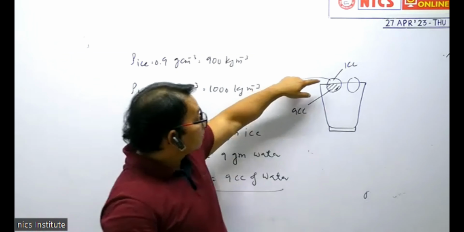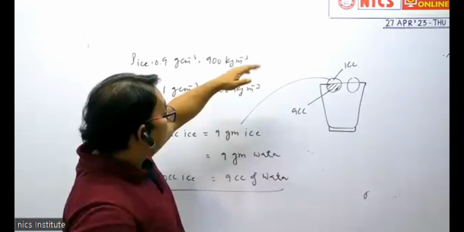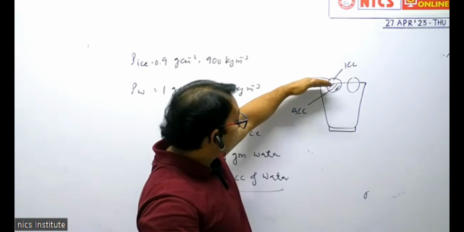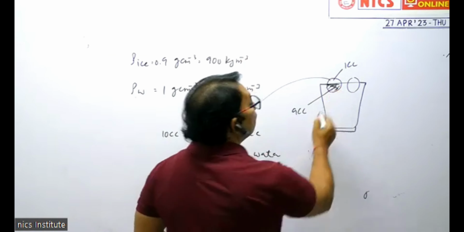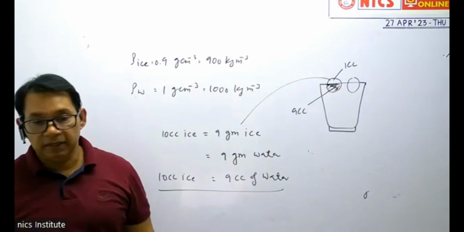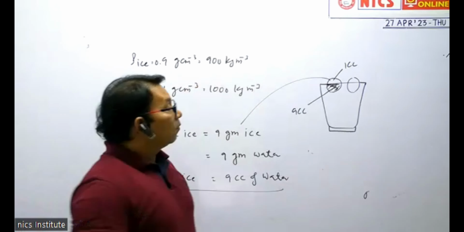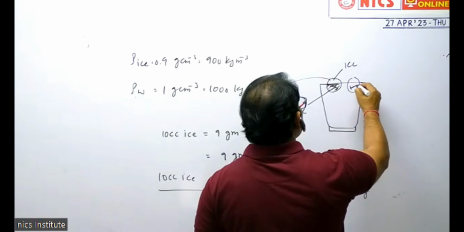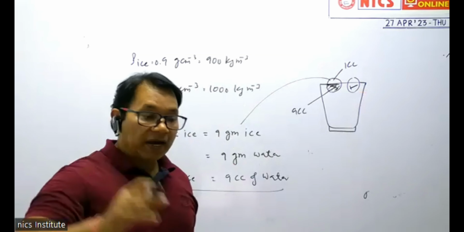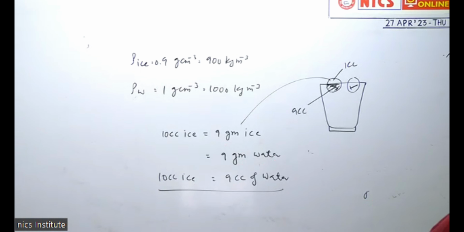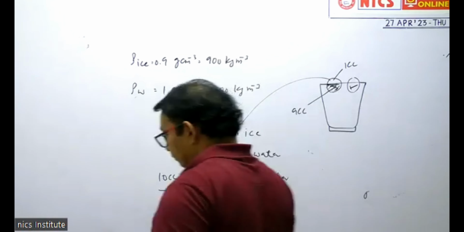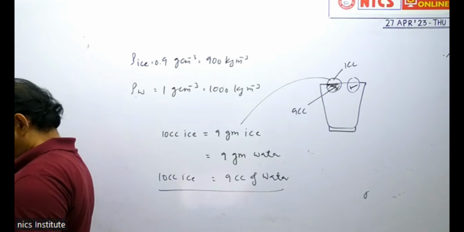So when this 10 cc ice melts, it'll become 9 cc of water, so it'll take this much space. The level of water will remain the same only. Nothing would happen to it. But what if you have iron nails inside it? If you have iron nails inside the ice cubes, then what happens when the ice melts?